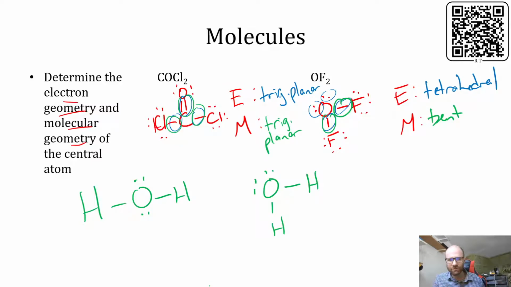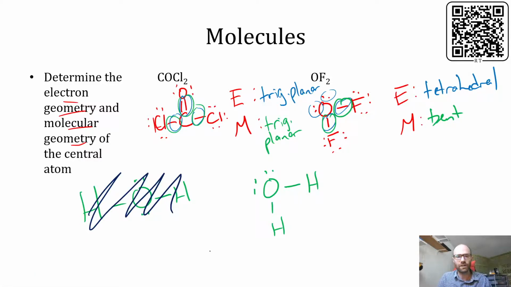I'm not saying you have to draw these angles and these wedges and these dashes. You don't have to do that. But when it comes to drawing water, you're really not doing the right thing if you draw it linear. I think you should be drawing it bent.